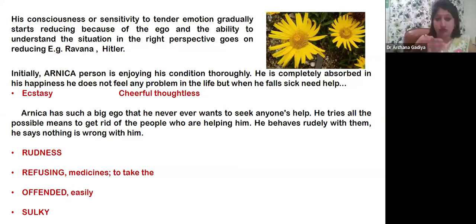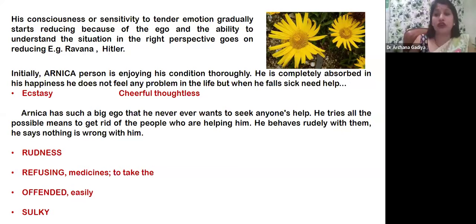So because of which the behavior is of pushing other people away from them with rudeness, refusing to take medicine, being offended easily, being sulky. So Arnika has such a big ego that he never wants to seek anyone's help. He tries all possible means to get rid of the people who are helping him, and he behaves rudely with them. So there was no need of telling the son, you go to the office, there is no need, I can manage my own. No need of telling auntie, you don't get bothered about me, I'm fine.